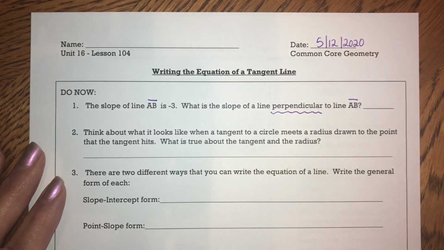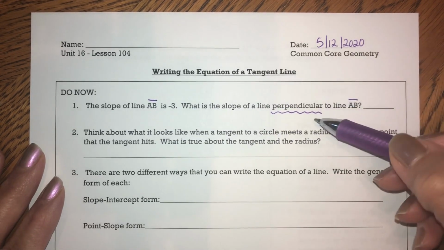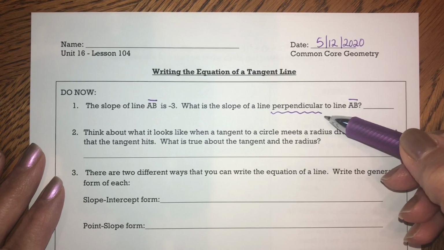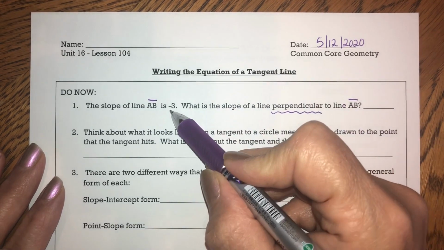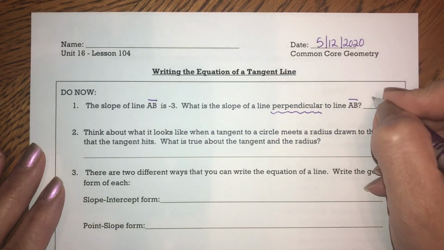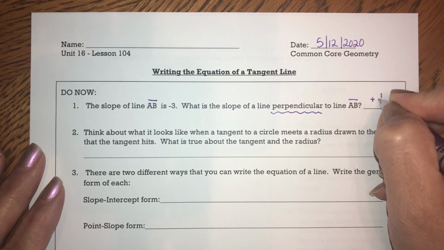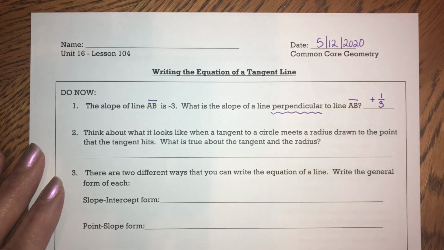So that question's a little review there. You have to remember that perpendicular lines have negative reciprocal slopes. So if this slope is -3, I have to make it positive, and I would make that 1/3. So it's positive 1/3.